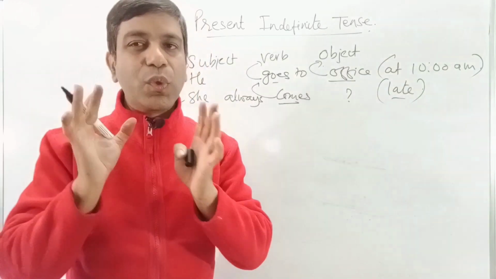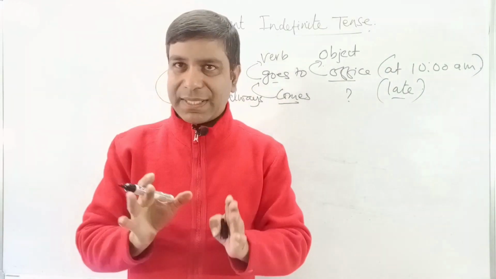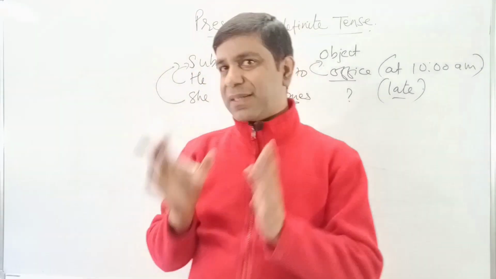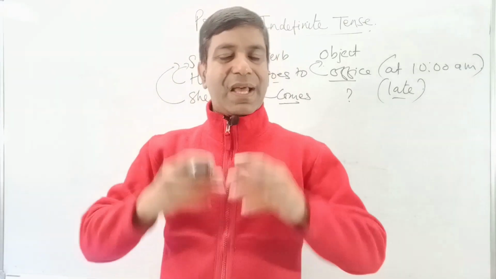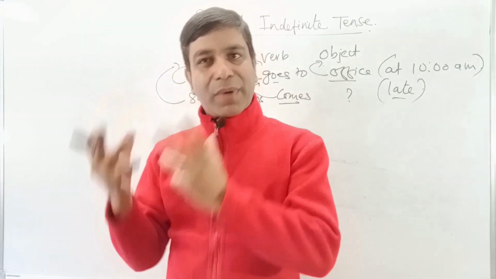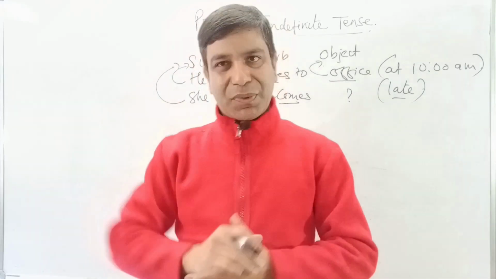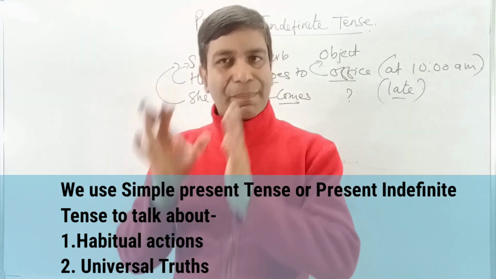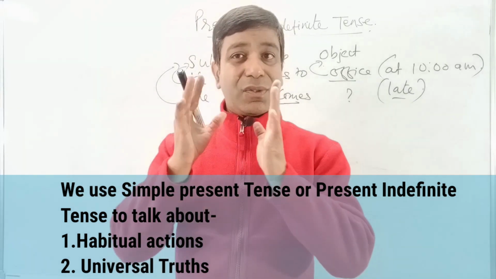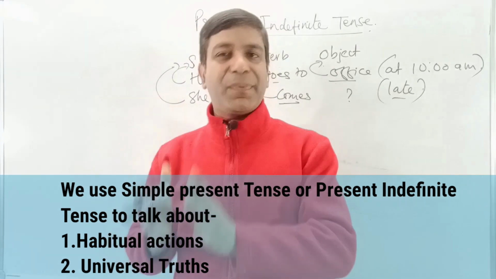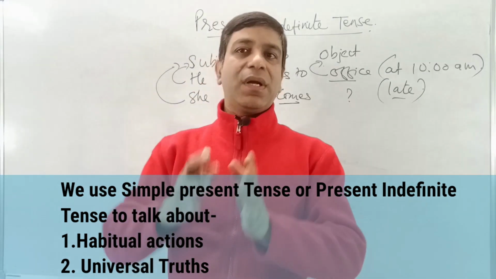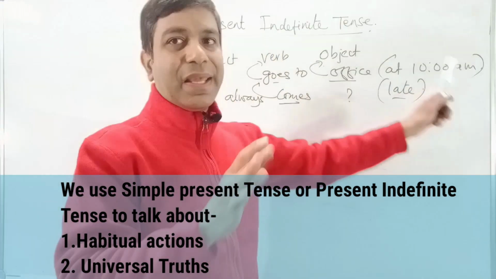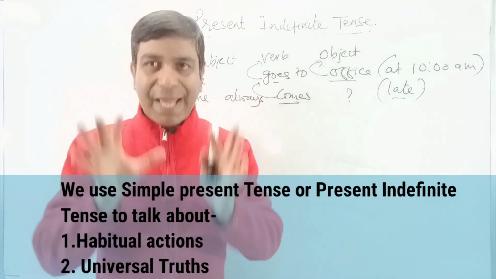Now, when do we use present indefinite tense? Let's discover that. We use simple present tense or present indefinite tense to express ideas that happen on a regular basis. There are two things to note. We use simple present tense to talk about habitual actions. That means those actions that happen on a regular basis or a daily basis. For example, he goes to office at 10 a.m. It is a habitual action.